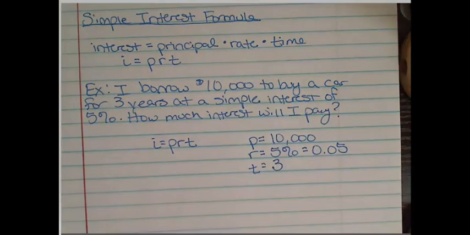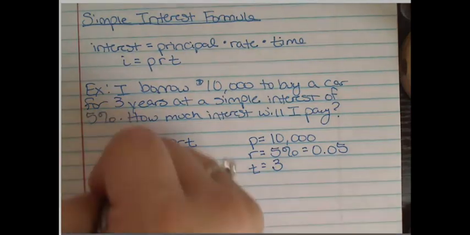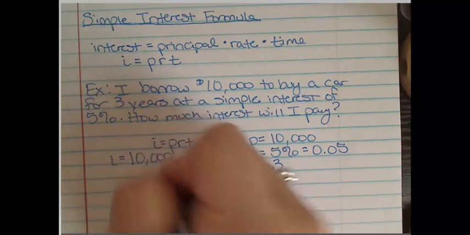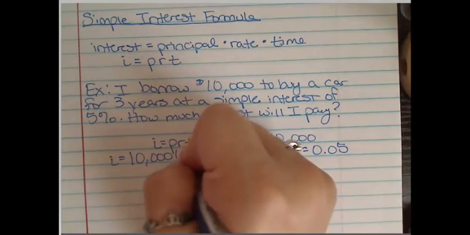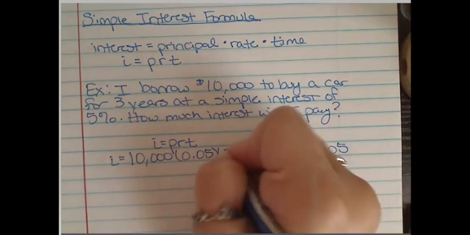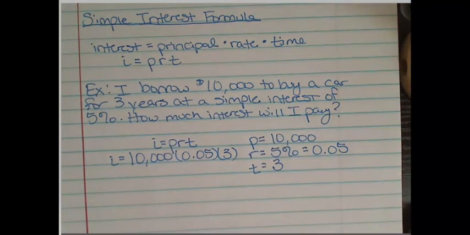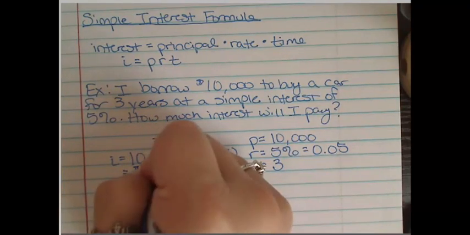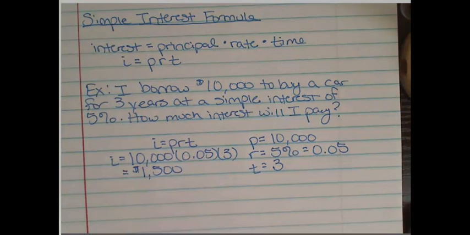So we know everything we need to know in order to come up with our interest, which is our I. So we're just going to plug it into the equation. I equals P, which is 10,000, times our R, which is 0.05, times our T, which is 3 years. If you plug that into your calculator, you get I equals $1,500. So we're going to pay $1,500 in interest on our car over 3 years. Okay, let's do another one.